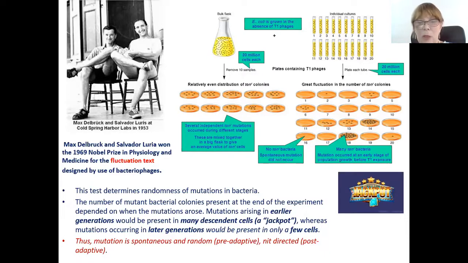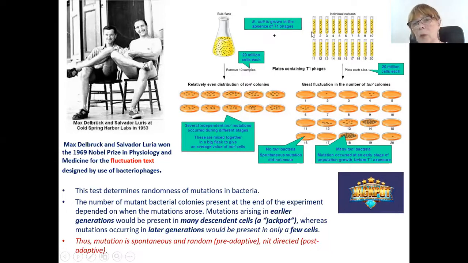But the mutations that develop in later generations can be present as only a few cells. For example, here you can see these few cells. This fluctuation test is called jackpot exactly because of this. Briefly, if you take a culture of bacteria from this flask and put it on top of the agar, which also contains bacteriophage T1, you will see an even distribution of the colonies.